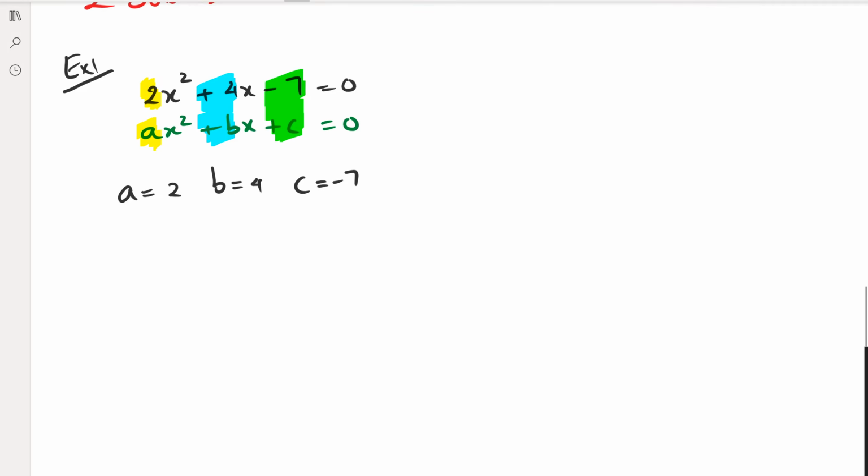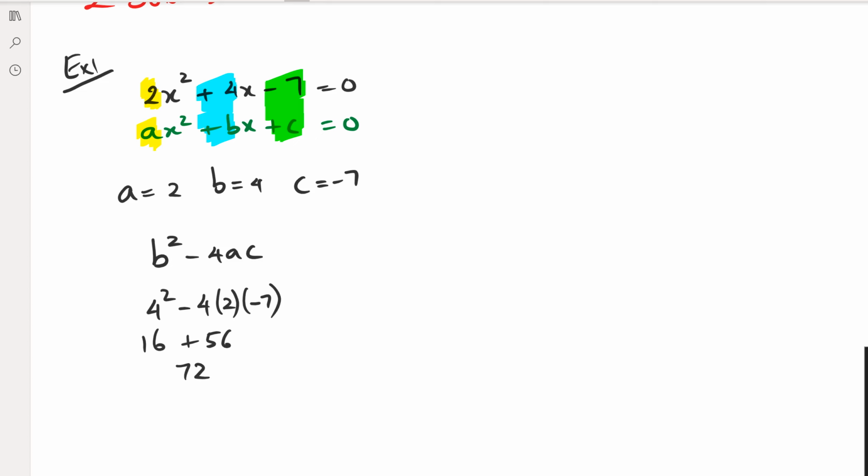So now I've got to work out what the discriminant is. That means I just do the b squared minus 4ac part. I don't do the whole quadratic formula, just the b squared minus 4ac. When I do this, b squared is 4 squared, minus 4 times 2 times negative 7. So what we've got is 16 plus 8 times, well, negative times negative is plus, 8 times 7, which is 56.